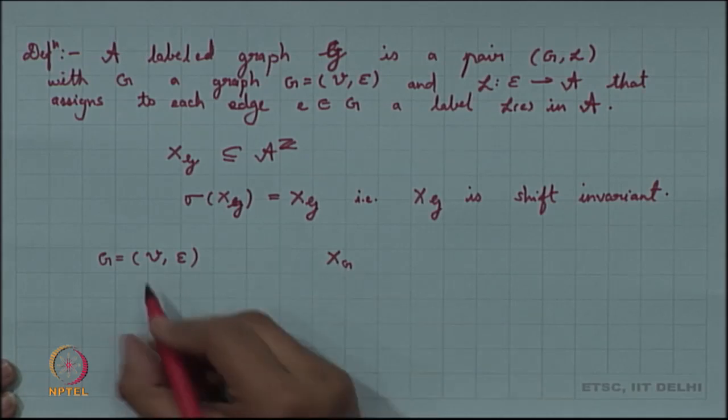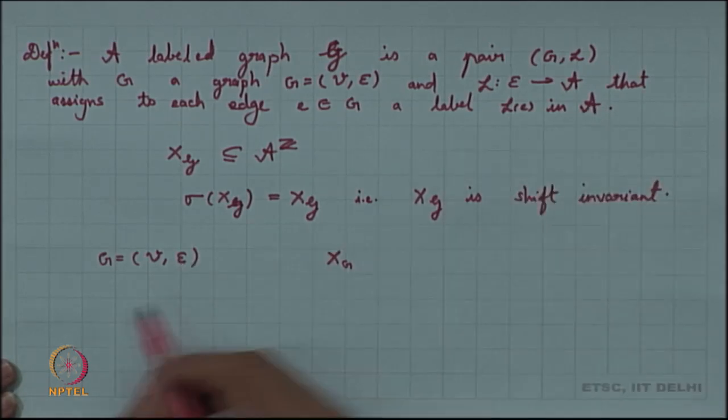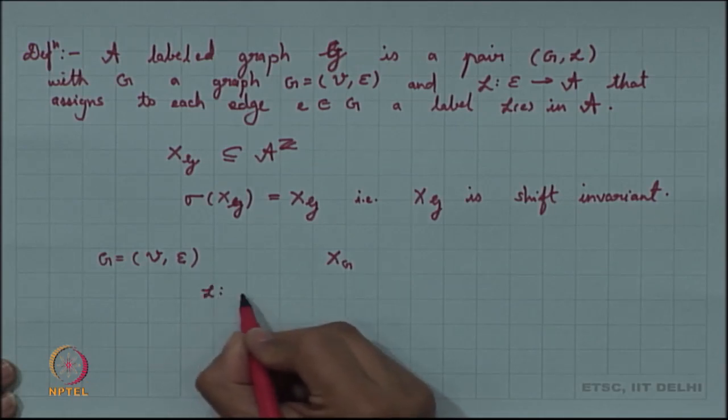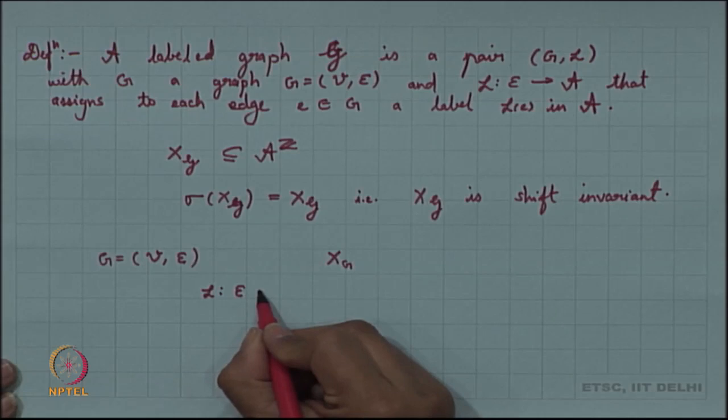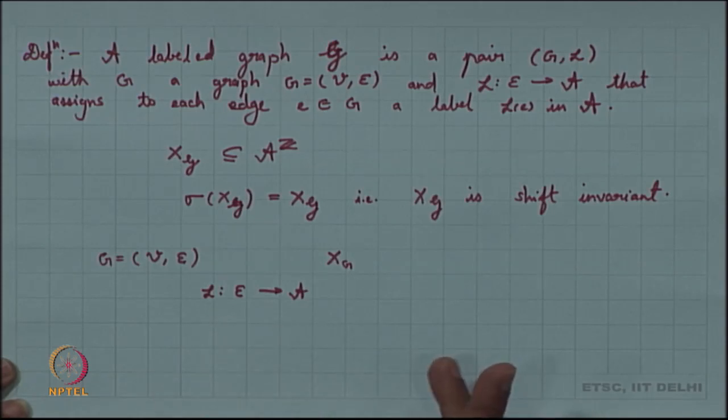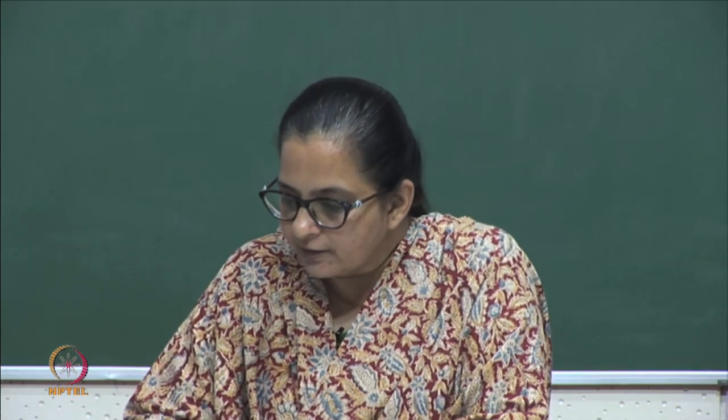Now, think of this edge shift and this space X_G. What we find here is that between E and A there is some kind of labeling. So, L is giving us a function between E and A. We could think of L to be a block code, in fact a one block code, since each edge is being labeled by A. So, L is a one block code.